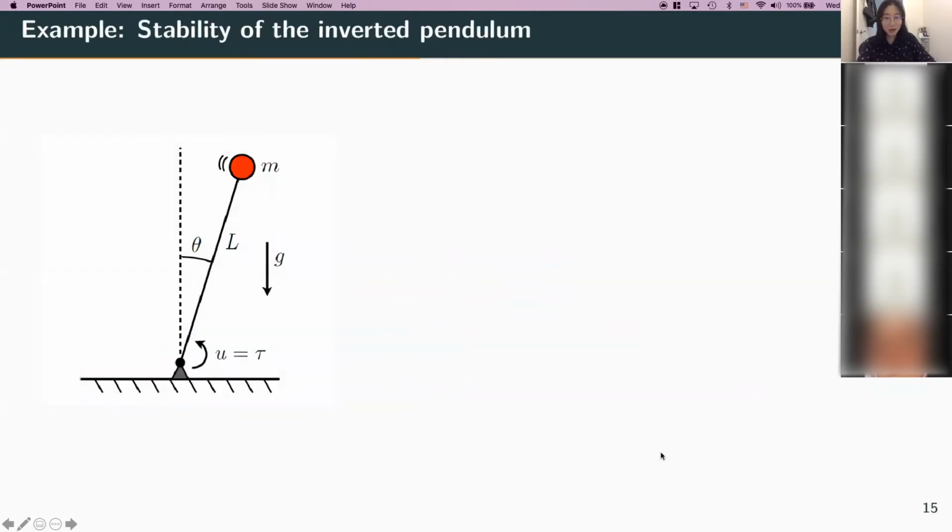So coming back to our inverted pendulum example, to get the notation straight here, L is the length of the arm of the pendulum, M is the mass that we place at the top, and theta is the angle between the pendulum and the vertical axis. And our control U is just some torque applied at the base of the pendulum, and G is the gravitational acceleration.